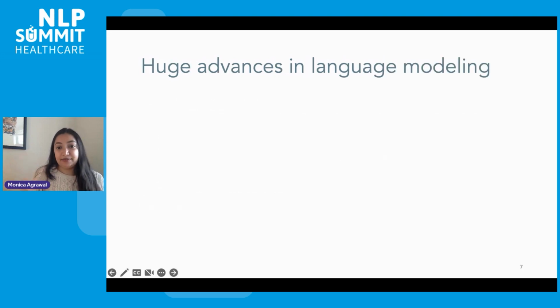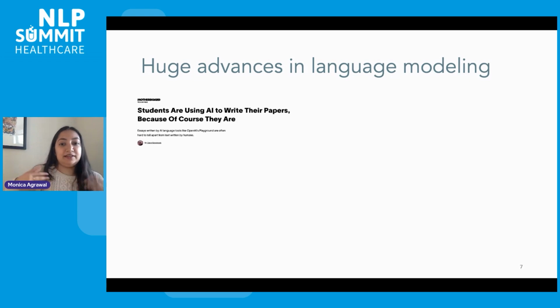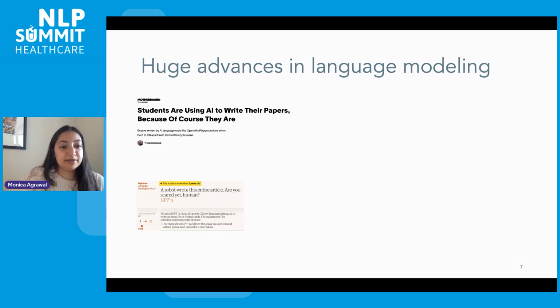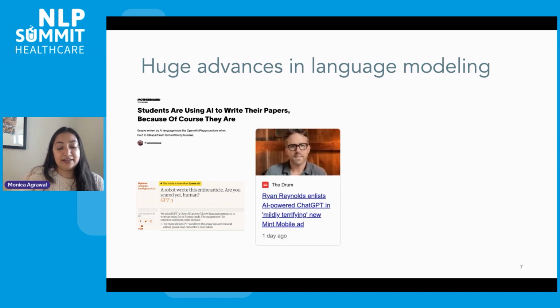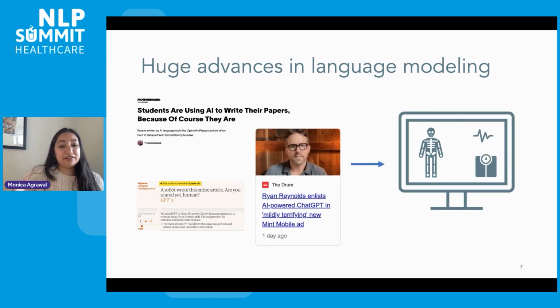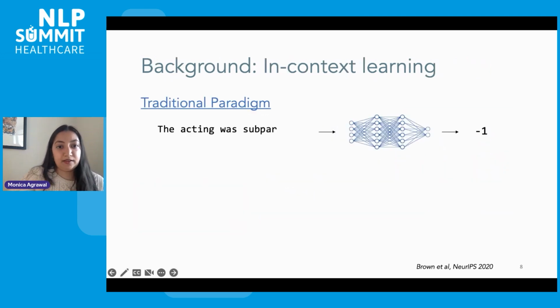However, more recently, there have been huge advances in language modeling that have burst onto the popular scene. So for example, we see language models being used for plagiarism, for writing articles, and for advertising. But then the question is, are they also ready to be used for medicine, since it's a very different domain? And that's what we study in our paper. So to start off with, I'm going to describe some background for in-context learning.